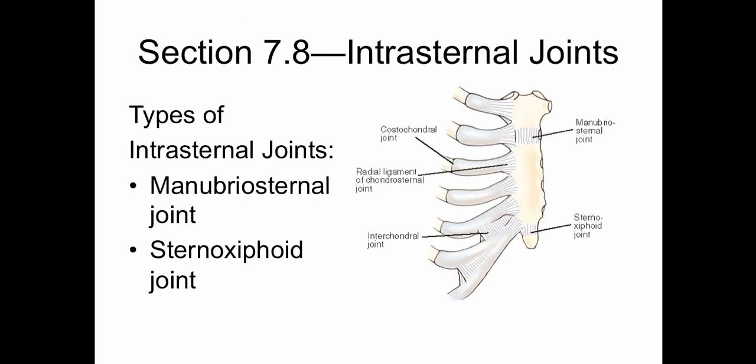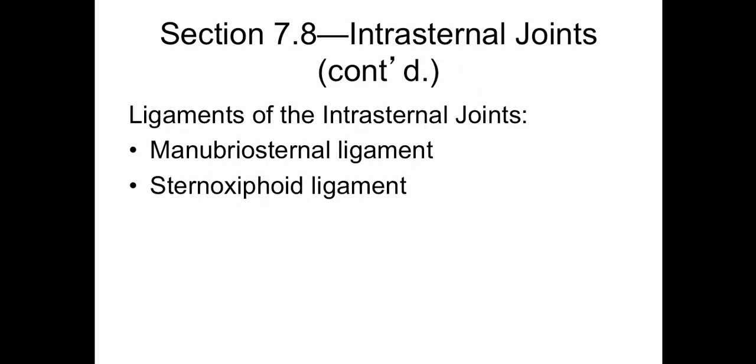The two intrasternal joints are located between the three parts of the sternum. The manubriosternal joint is located between the manubrium and the body of the sternum, and the sternoxiphoid joint is located between the body and the xiphoid process of the sternum. These joints are stabilized by the ligaments, the manubriosternal ligament and the sternoxiphoid ligament. Both of the intrasternal joints are fibrocartilaginous amphiarthritic joints.